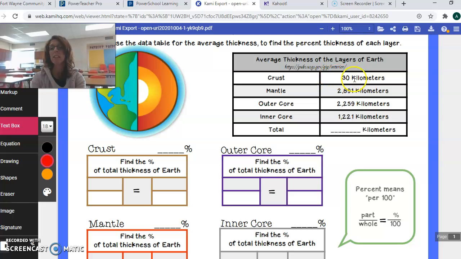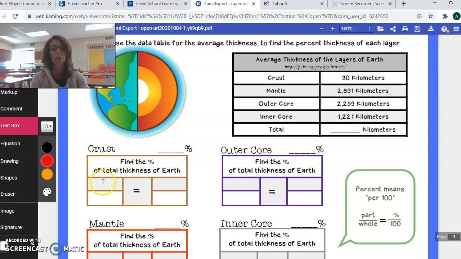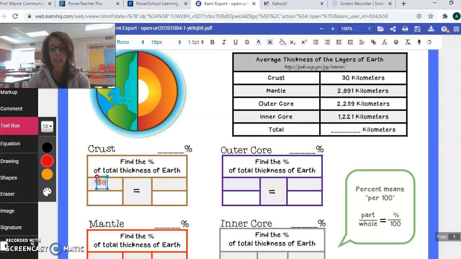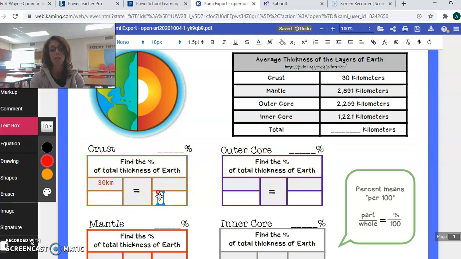Now, the crust is only 30 kilometers deep, so that is my part, and here is the word crust. I'm going to put 30 kilometers right there. And right here is the whole, that's going to be my total. Here is the percent, and here is 100. I'm going to cross multiply and then divide. So I will multiply 30 times 100 and divide it by this total.